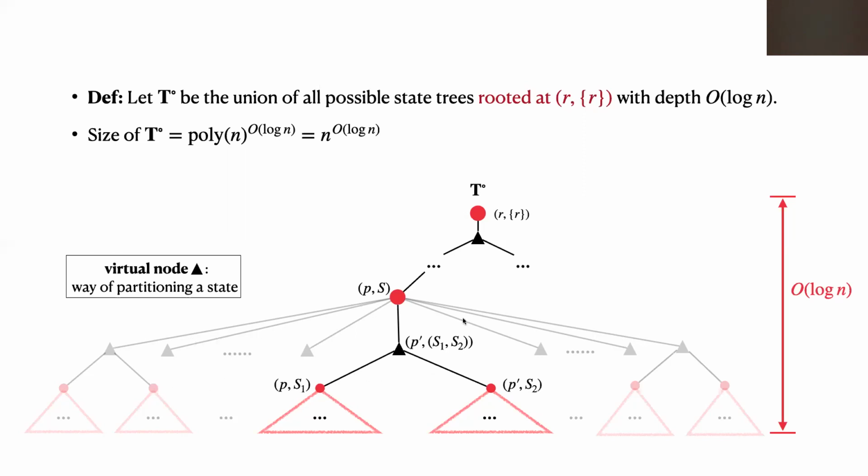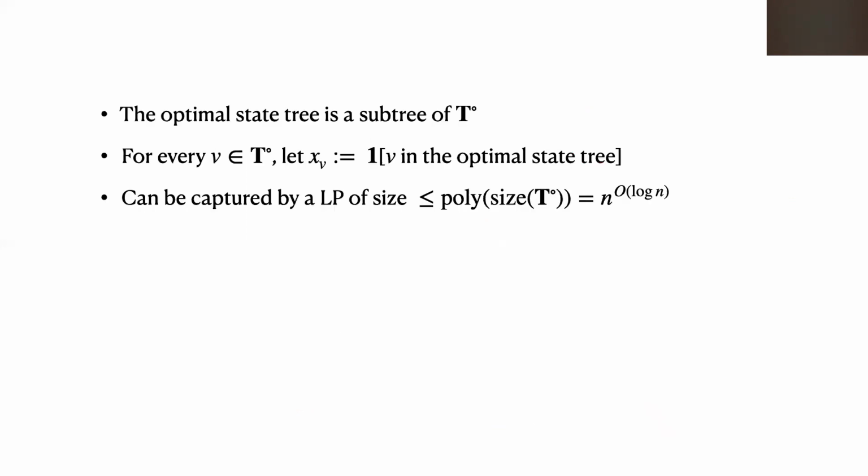So here, to make the drawing cleaner, I defined a new type of nodes called virtual node. It's this triangle node. It just represents one way to partition a state. So each possible way to partition a state will correspond to a virtual node. So by definition of T circle, it must contain the optimal state tree as a subtree.